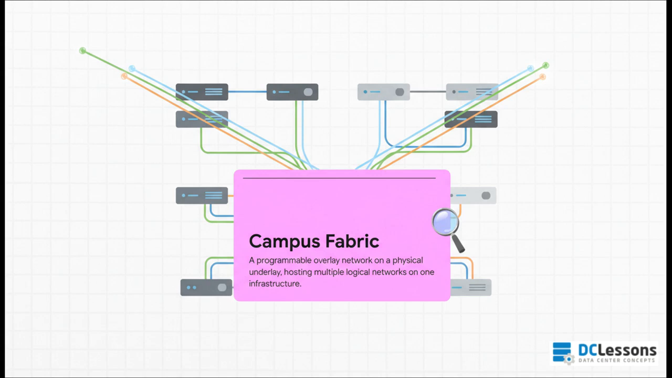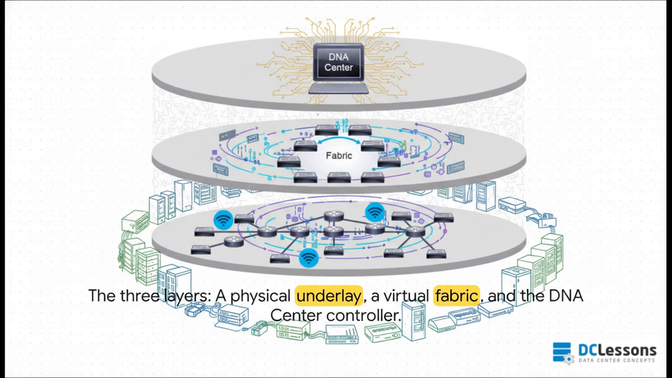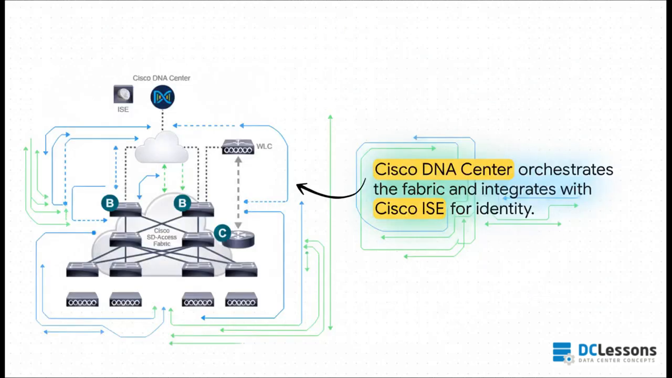And this picture right here lays it all out for us perfectly. At the bottom, you've got the physical underlay, the actual hardware. In the middle, you see the fabric overlay. That's the virtual network where all the intelligence lives. And sitting right on top is the brain of the whole operation, the controller, which is called Cisco DNA Center. Let's zoom in on that control layer, the brains of the whole thing. Cisco DNA Center is your central command console.